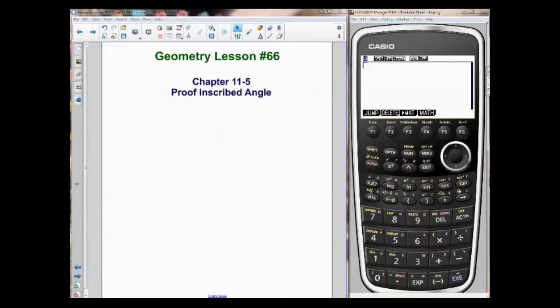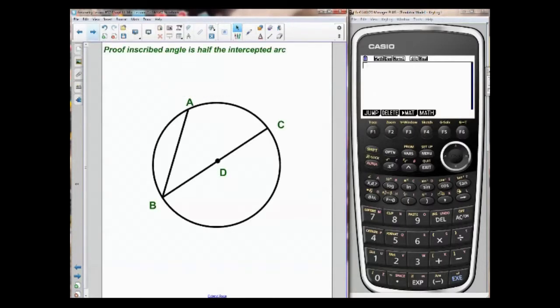What I'm going to do now is prove why an inscribed angle is half its intercepted arc. This is by request from actually two or three students. So we're going to start off, I'm just going to do a walkthrough or talk-through proof. I'm not going to label the two columns and give every little definition. I'm just going to walk you through it.